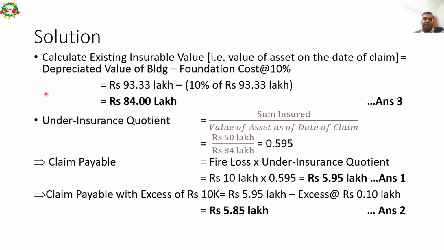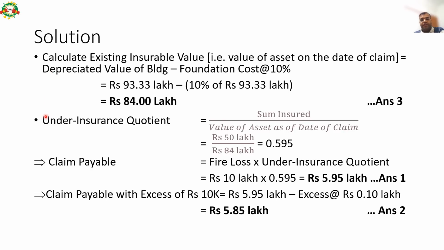Now calculate insurable value, that is, value of asset as on date of claim. It is equal to the depreciated value of the full building, calculated in the last slide, less foundation cost, which is given as 10% of the RCN of the full building. So 93.33 lakhs is the depreciated value of the full building, and 10% of 93.33 will be deducted from it. It will give us the insurable value of 84 lakhs.